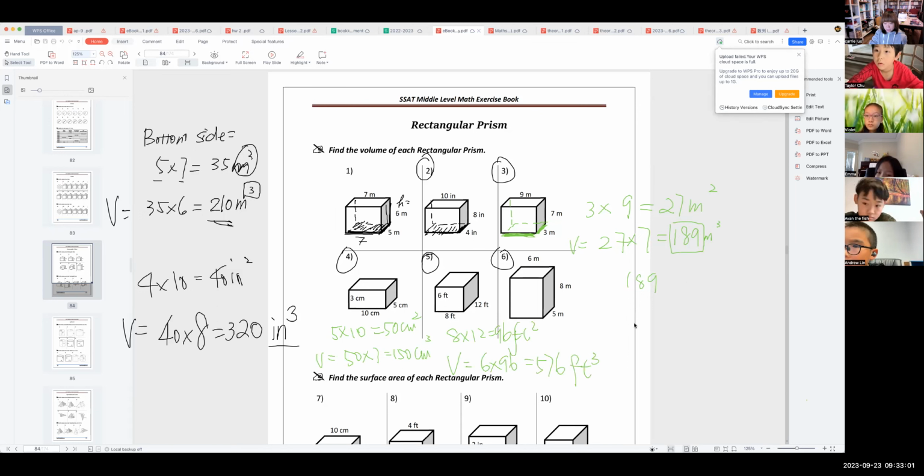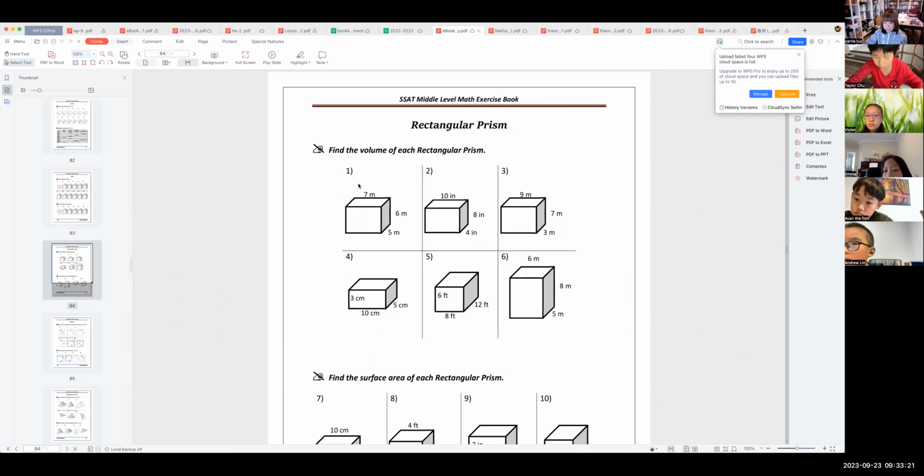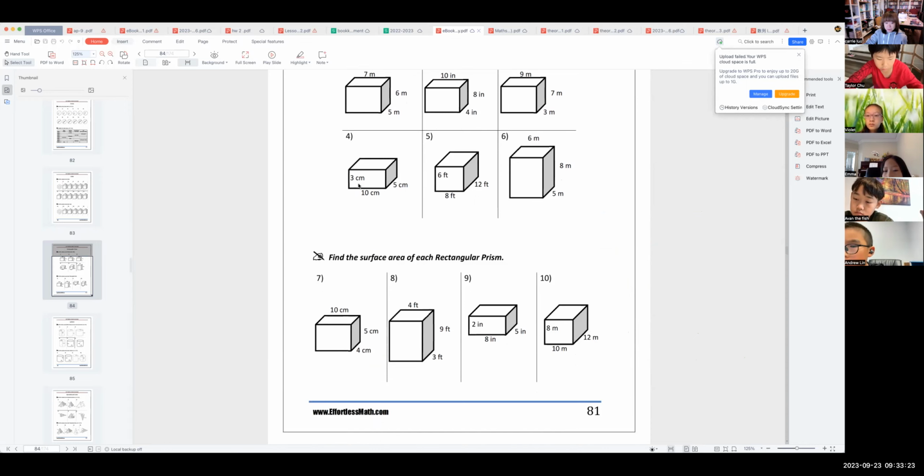Good job. Okay, number 6, 5 times 6 equals 30 meters squared. That is the bottom. And 30 times 8 equals 240 meters cube. That's the volume. Very good. Good job. Okay, so everybody, you did a very good job. So Andrew, just pay attention to the unit and pay attention to the number 5 questions. Okay, get it?